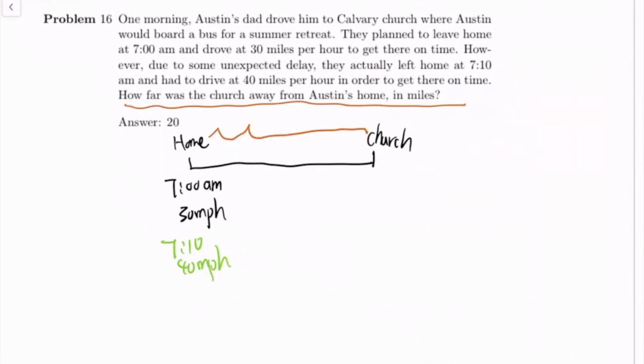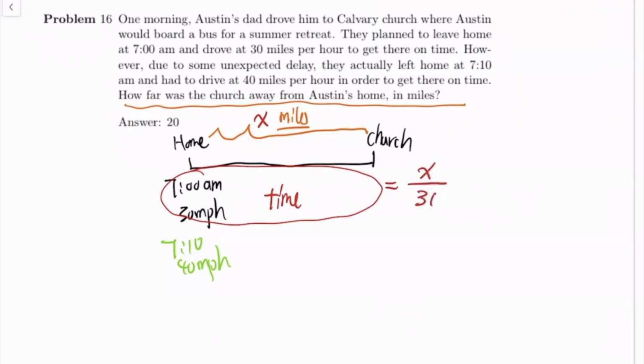Let's just use algebra. Let's say the distance is x miles, that's the usual variable. Then we know the time. In order to get there, we just need the time: the distance divided by your speed. That's the time you need to get there on time, right?